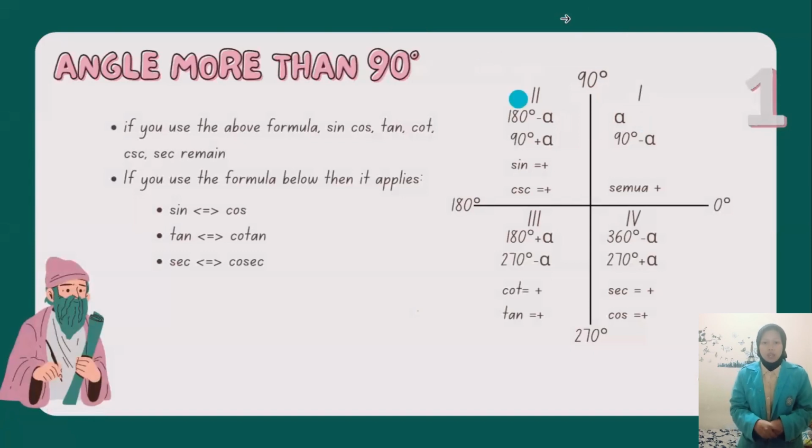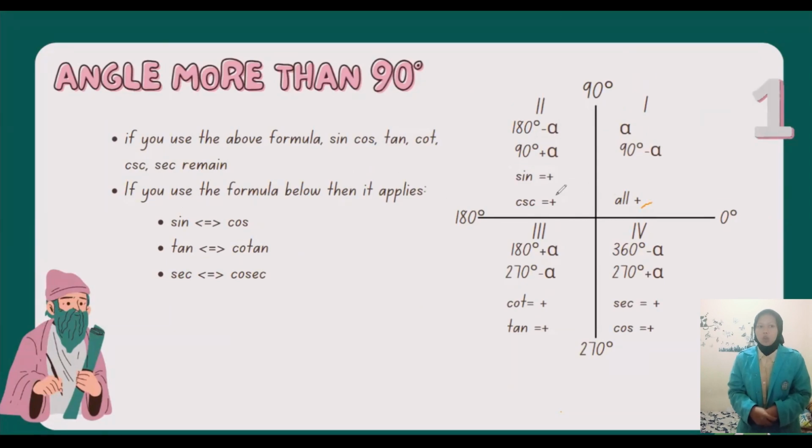in quadrant 1 all value of sin, cos, tan, cotangent, cosecant, and secant is positive, and in quadrant 2 which have the positive value is sin and cosecant. In quadrant 3 which have the positive value is cotangent and tan, and in quadrant 4 which have the positive value is secant and cos.